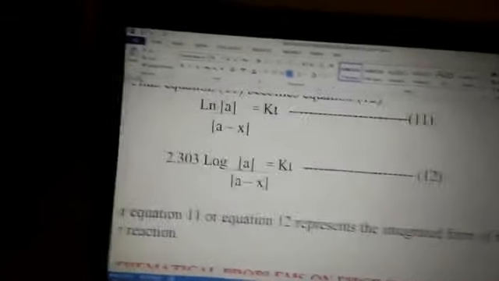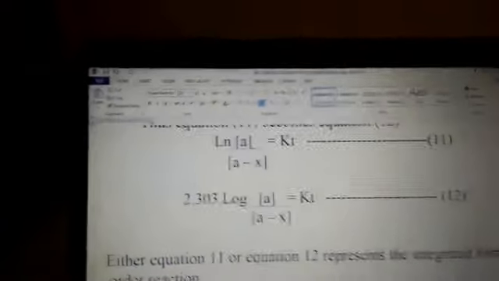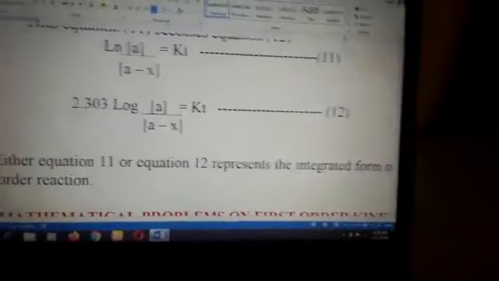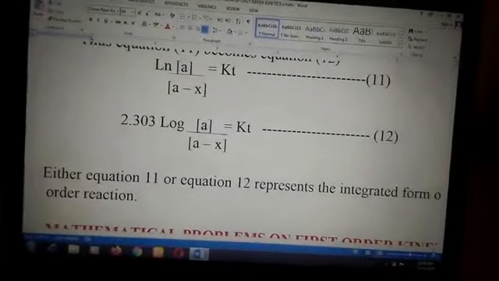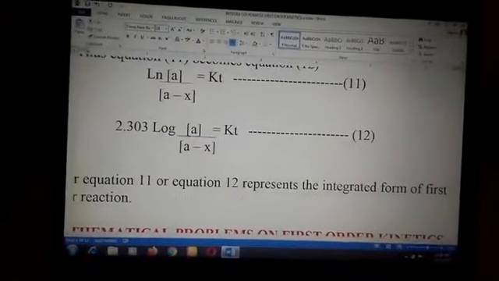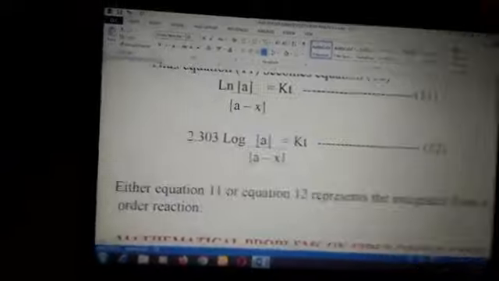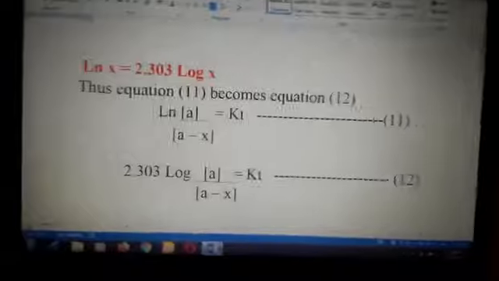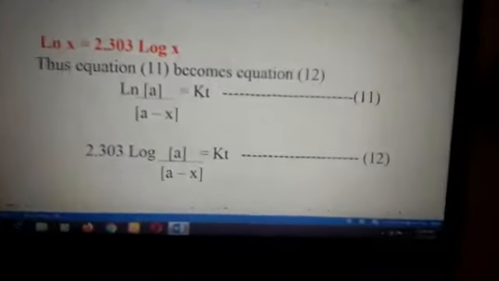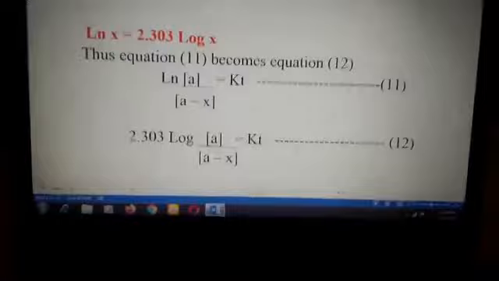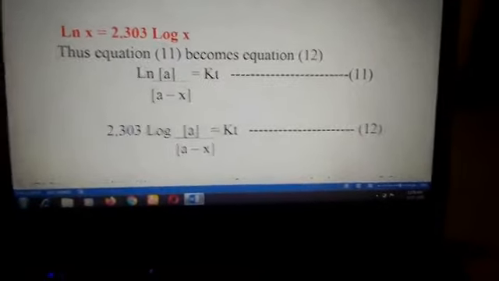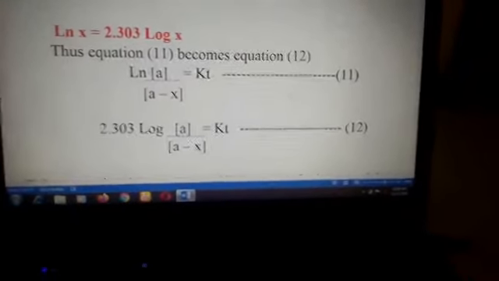So as you have it read down there, either equation 11 or 12 represents the integrated form of first order kinetics. You can see that. Or first order reaction or kinetics. So any of them can be expressed in terms of natural log or ln as equation 11, then in terms of log to base 10 as equation 12. So both of them are the integrated form. Any of them represents the integrated form of first order kinetics.